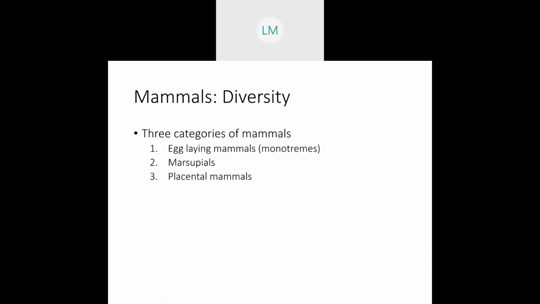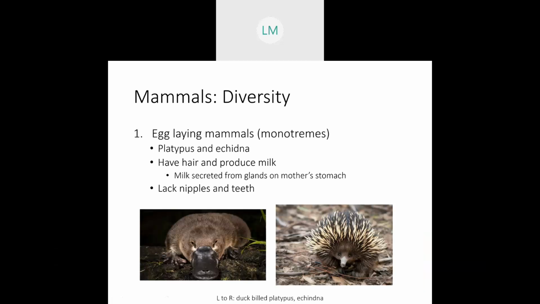So there are three categories of mammals. We have egg-laying mammals, which are called monotremes. We have marsupials, and then we have placental mammals. Those are the three types of mammals that we can have. The egg-laying mammals are monotremes. It's just a couple types of animals here. We've got the duck-billed platypus, and then the echidna, or the spiny anteater is what it's called. There's only one species of platypus. I think there's 3 or 4 species of echidna.